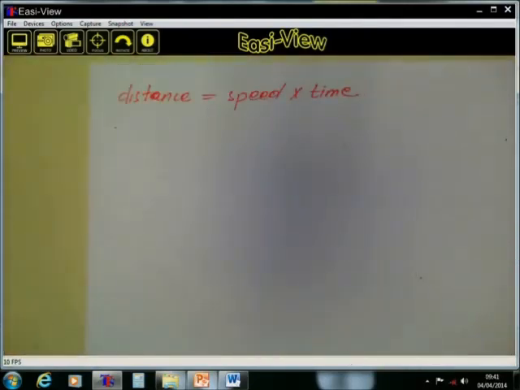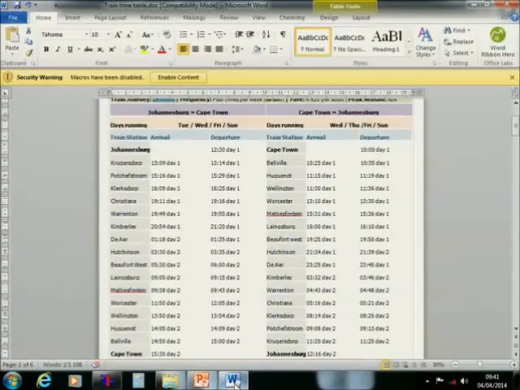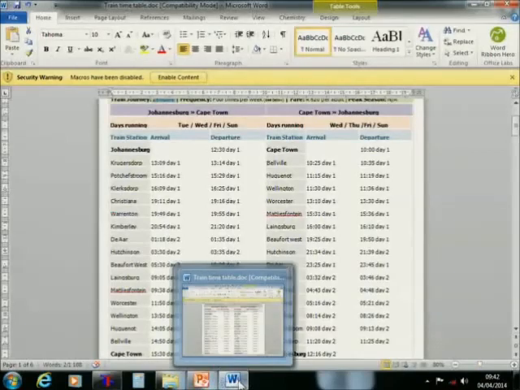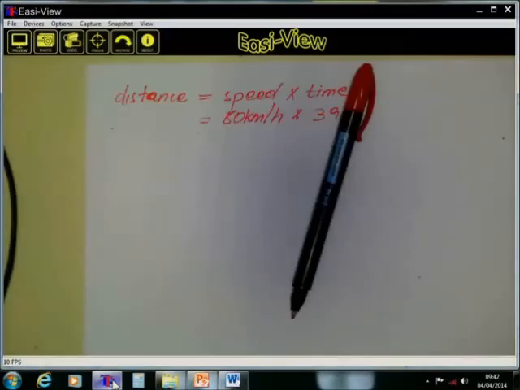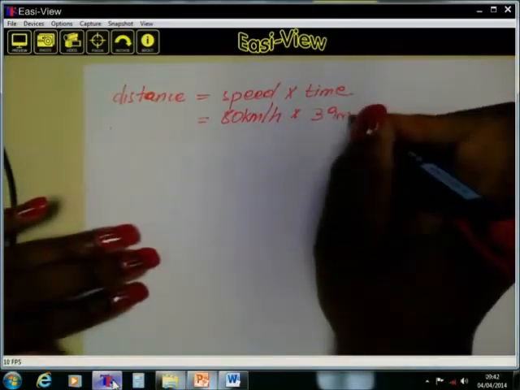So let's go back and check again the distance. Now the time taken. Remember we had the speed that was given as 80 kilometers per hour. By the time, it's 12:30 to 13:09. In other words, from 12:30 to 9 minutes past 1. It's 30 minutes plus 9, which will give us 39 minutes. So it takes the Shosholoza train 39 minutes to reach Krugersdorp.